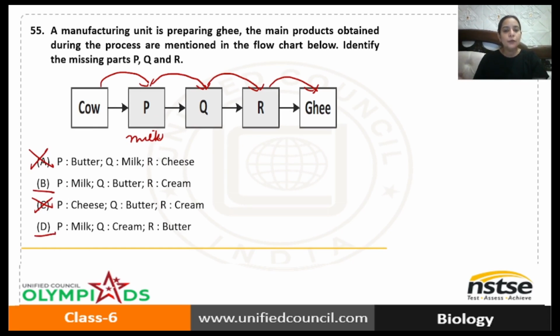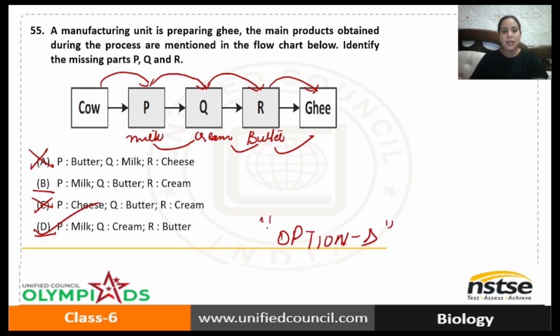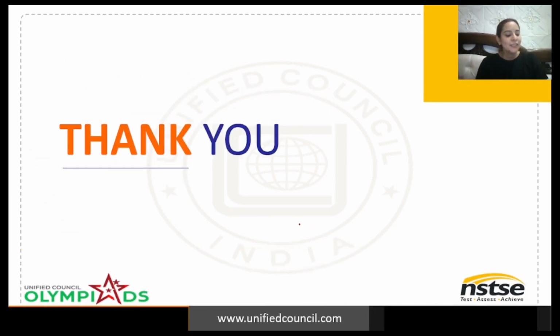From milk, what can you make? Obviously from milk you get cream. From cream you make butter, and then from butter you can make ghee. So the sequence would be milk, cream, and butter. So which option is correct? Option D is the correct option, and P, Q, R are identified as milk, cream, and butter, and from butter only you get ghee.